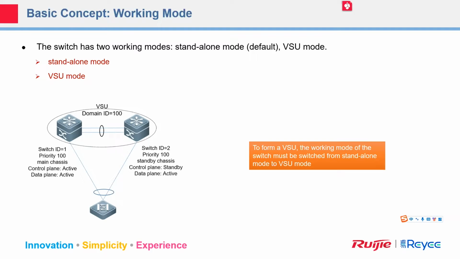And another mode is the VSU mode. After we add the configuration of the VSU, we have to make the mode become VSU. Finally, we will select one main chassis to become master and all the others to become standby.